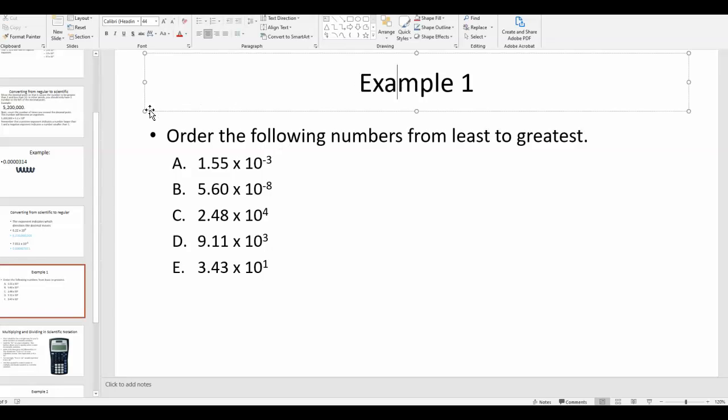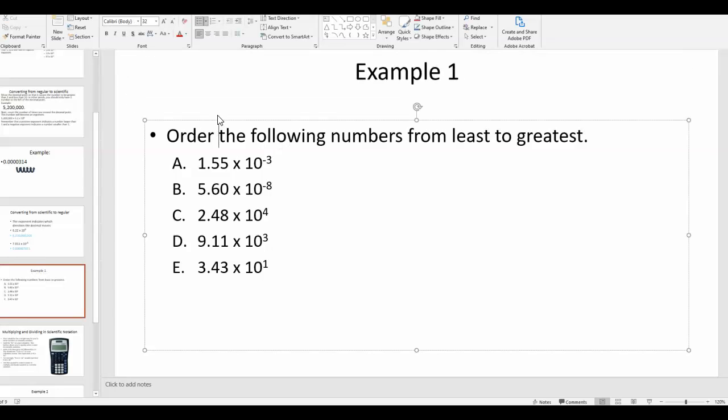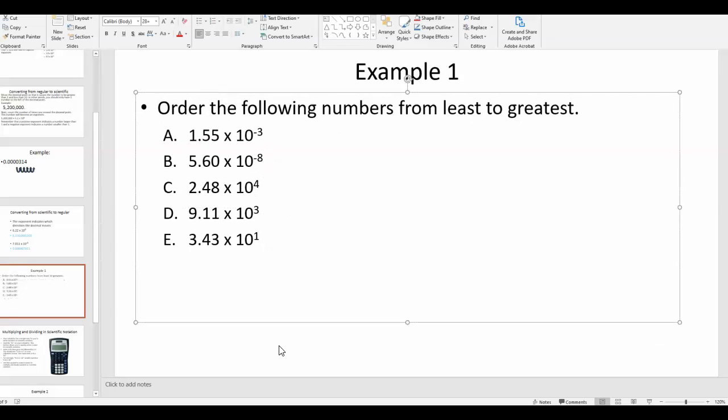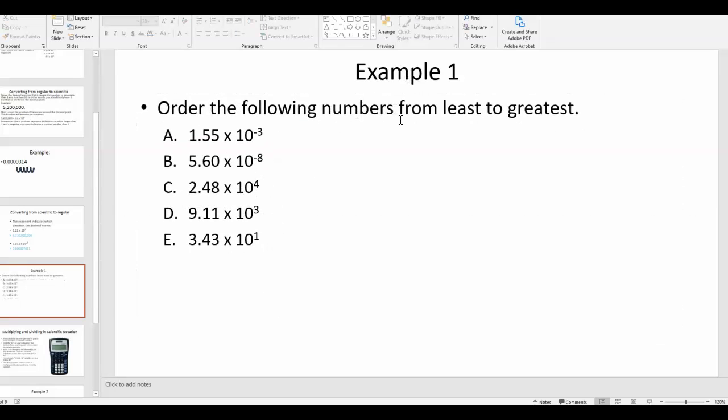Okay, so for this example, I want you to take what we've learned so far, and I want you to put these numbers in order from the smallest number to the biggest number. So there's 5 numbers, A, B, C, D, and E. Put this in order from smallest to greatest. Okay, so hopefully you got that.